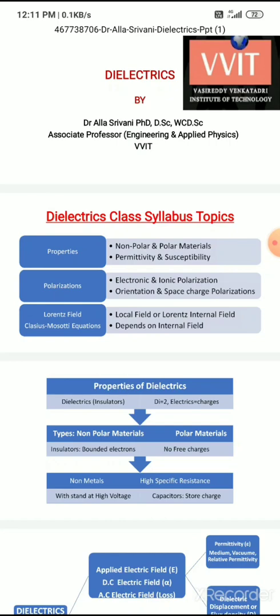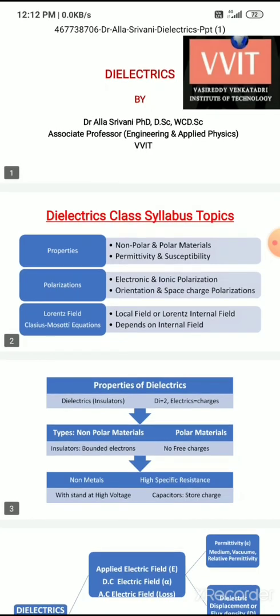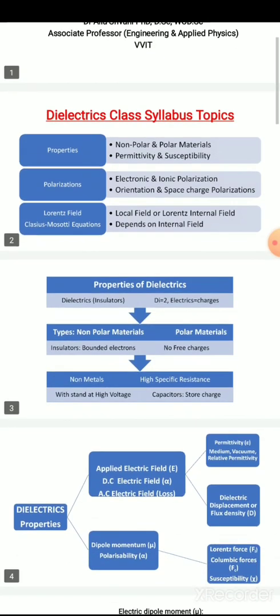I am going to explain about dielectrics in applied physics. Dielectrics and its topics are properties, polarization, Lorentz field and Clausius-Mossotti equation. In properties we can see non-polar and polar materials, permittivity and susceptibility. In polarization we can see electronic and ionic polarization and orientation and space charge polarization. There are four types: electronic, ionic, orientation and space charge. The Lorentz field means local field or Lorentz internal field. The Clausius-Mossotti equation depends on the internal field.